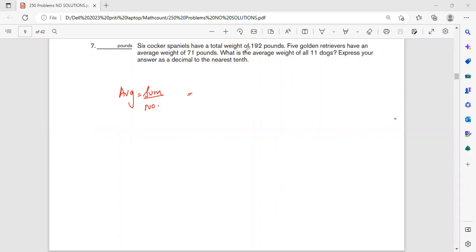Now what will be the total weight? They have already given this: the total weight of 6 Cocker Spaniels is 192 pounds. And 5 Golden Retrievers have an average weight of 71. So their total weight will be 71 times 5, over the total number of dogs, which is 11. So if we solve this, 192 plus 71 times 5, which is 355, over 11, we will get 49.7 pounds. So my answer would be 49.7 pounds.